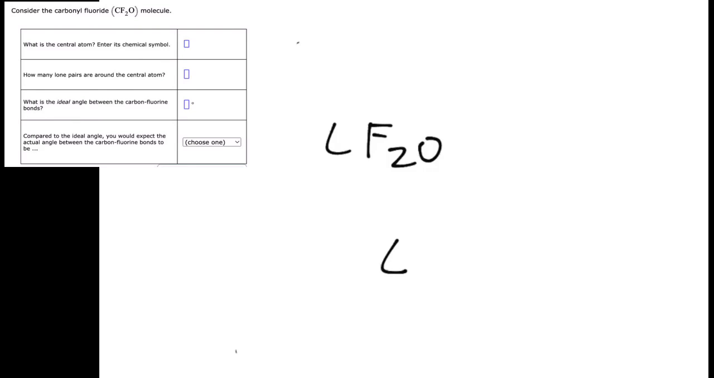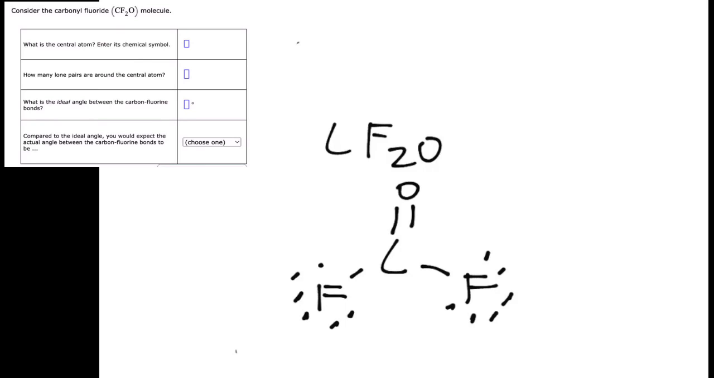So we know carbon is going to be the central atom. We know we're going to have the oxygen attached to carbon. And we know that the two fluorines are going to be attached as well to the carbon. And we're going to fill in their octets. And that's 16. And then we have a bond between carbon and oxygen. And that's 18. And we realize we need a double bond between carbon and oxygen to make oxygen neutral. So there's a double bond.